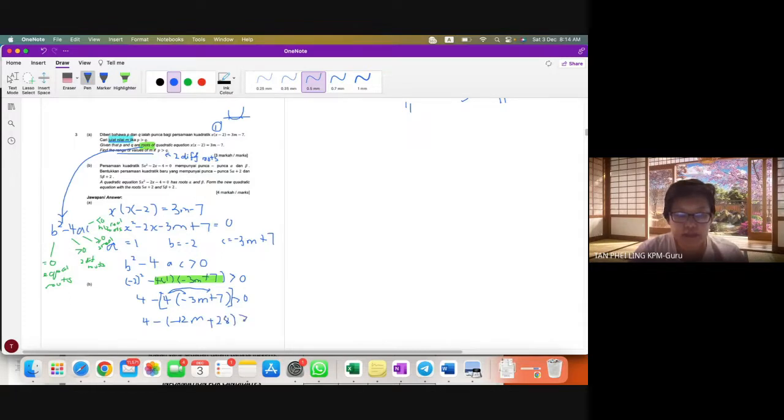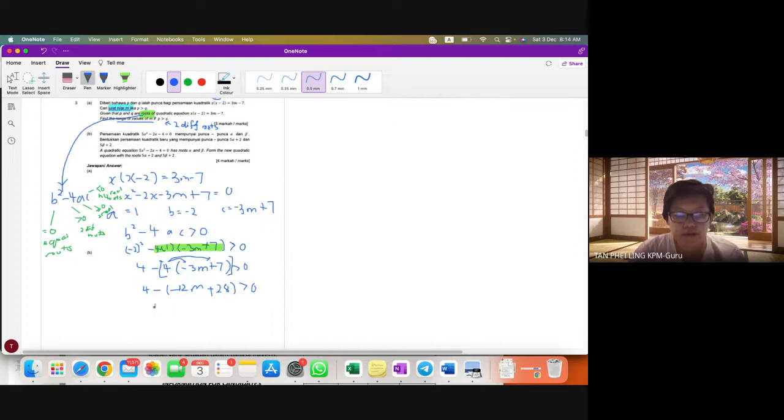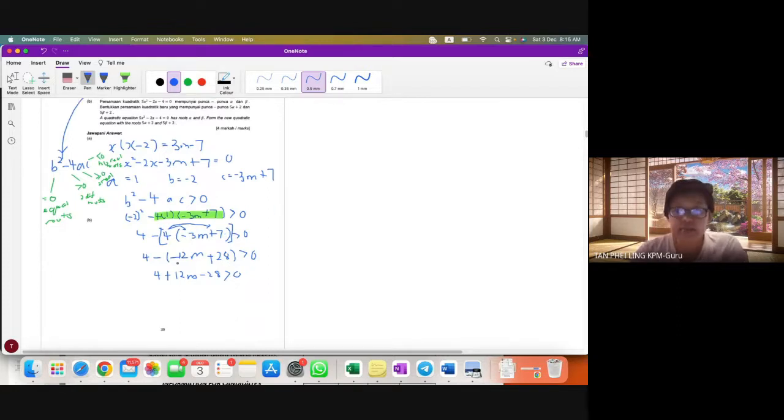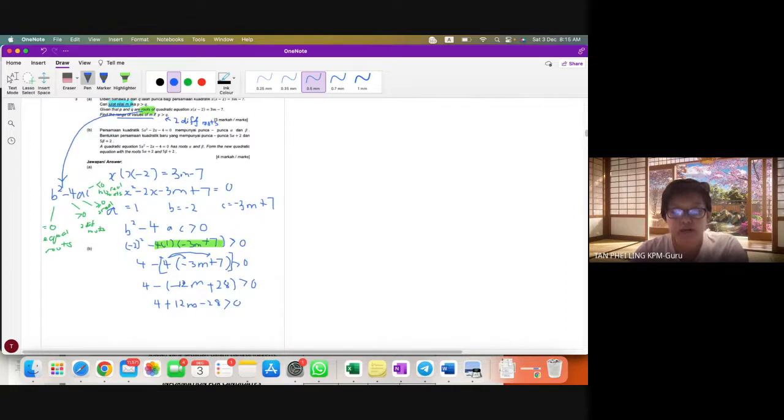Okay, bigger than 0. Then continue. 4 now. Negative 12m plus 12m. Negative 28 minus 28. Excuse me. Which means I do one more step extra, for safety purpose. If you are faster, you can just minus 4 times minus 3m plus 12m. Minus 4 times 7, minus 28. It's faster. But it doesn't matter because I want safe. Okay, so now I come to this part.